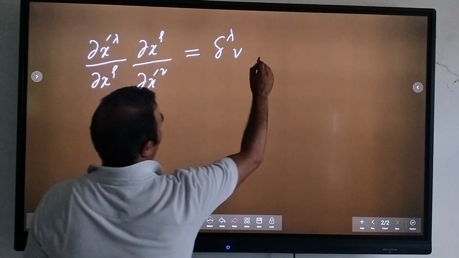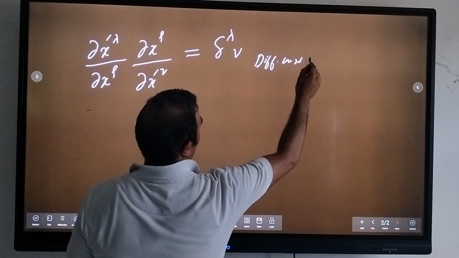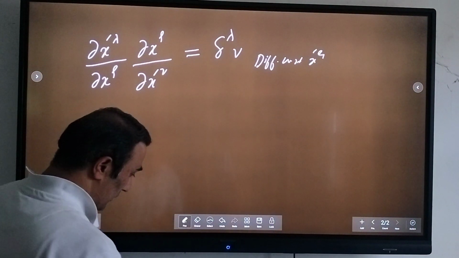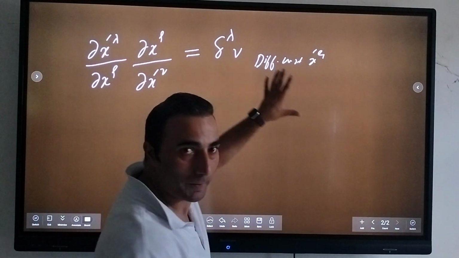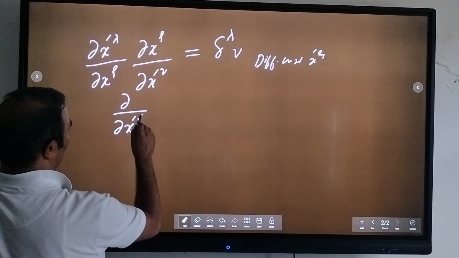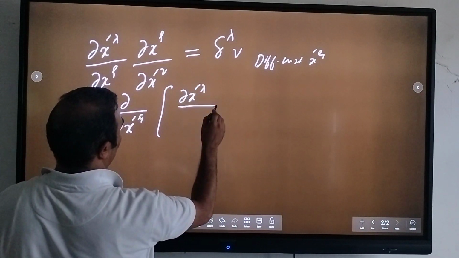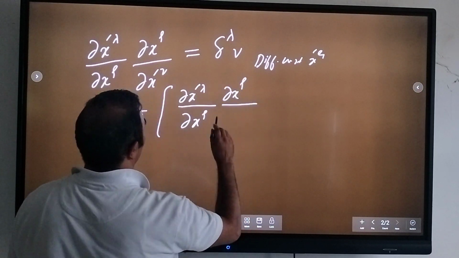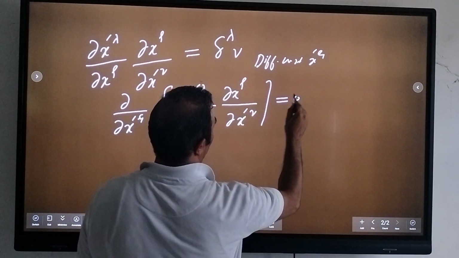So you can say that we differentiate with respect to x prime. So we need to differentiate it with respect to mu, right? That means we need to differentiate this equation with respect to mu, so you need to take partial by partial x prime mu. That should be equal to 0, right?